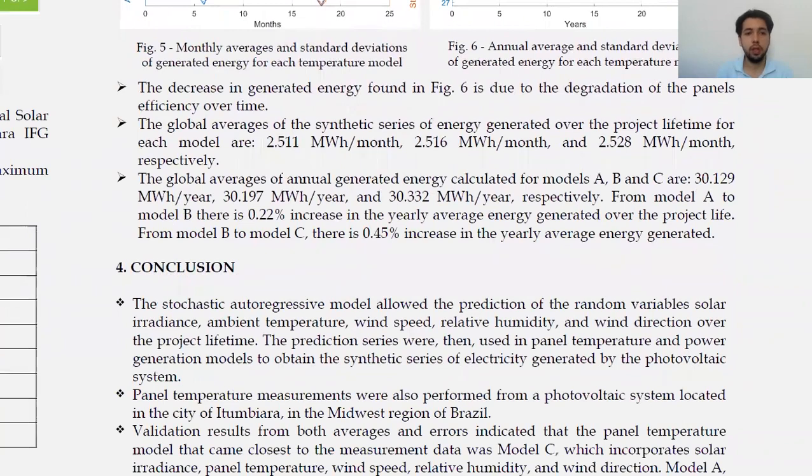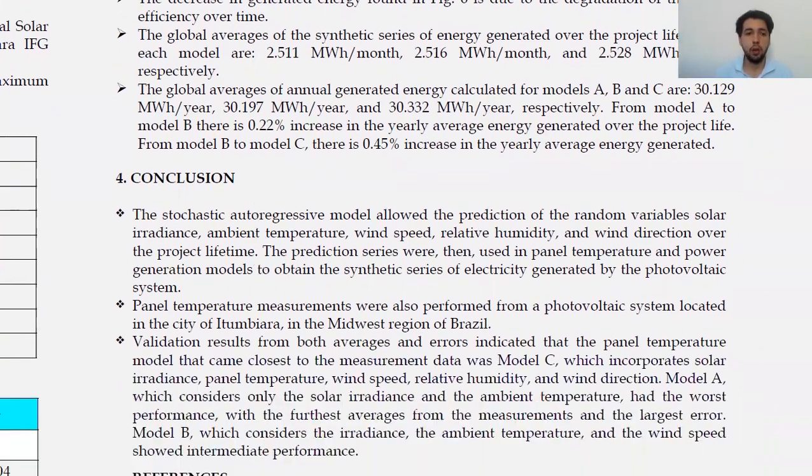Conclusion: we used the autoregressive model to predict the random variables solar irradiance, ambient temperature, wind speed, relative humidity, and wind direction over the project lifetime. We then used the prediction series to estimate panel temperature and power generation using the different panel temperature models. Panel temperature measurements were also performed in a photovoltaic system located in the city of Itumbiara, in the Midwest region of Brazil. The results indicated that the model that came closest to the measurement data was Model C.